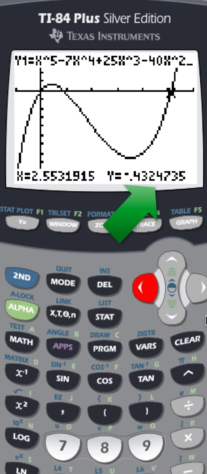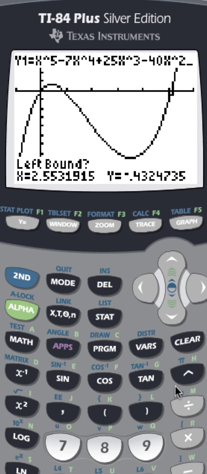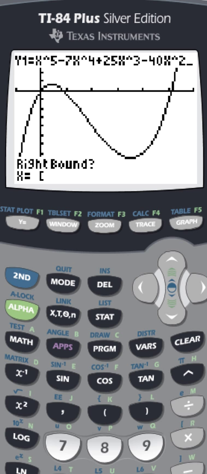Yours might be a little bit different depending on your viewing window and how your trace feature is working, but then I'm going to use that as my starting point. So I'm going to go to second and then calc, or second trace, and I want to calculate a 0. So my left bound, I'm going to start right there. Notice the cursor's blinking right there at where we left it. So we're just going to hit enter, and then for our right bound, we're just going to go 1 right above it.